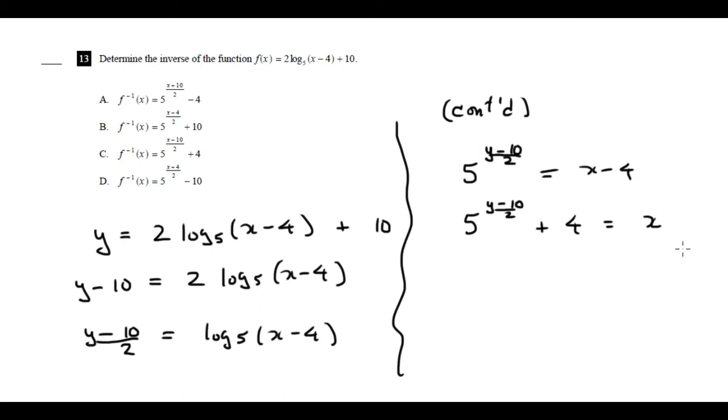Of course, just adding 4 to both sides. Now let's swap x and y. I guess I'll write y on the left-hand side. So y equals 5 to the power of x minus 10 all over 2 plus 4. And we'll scan through the possibilities here, look for x minus 10. And I think that's the only one we have. So that is 5 to the power of x minus 10 all over 2 plus 4. So letter C is the correct answer.